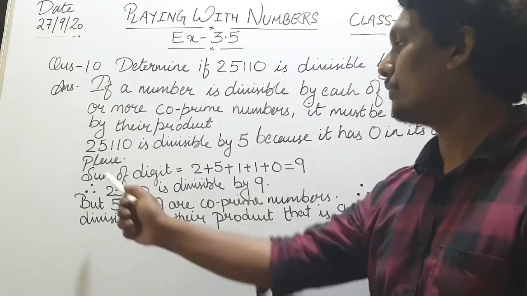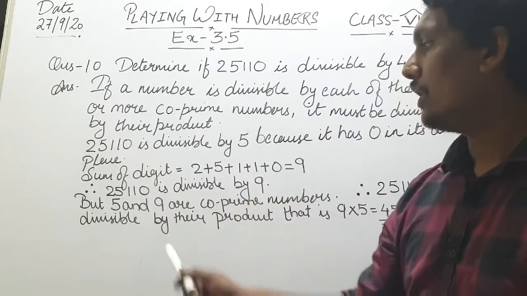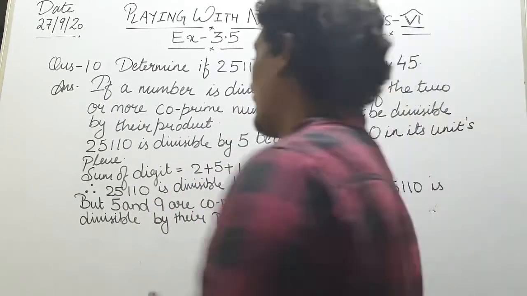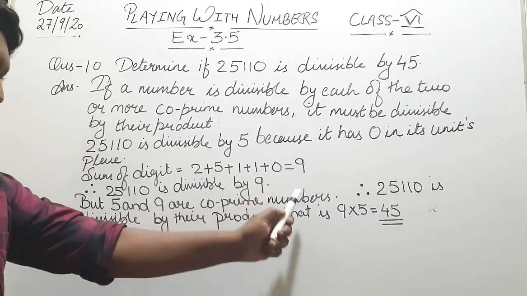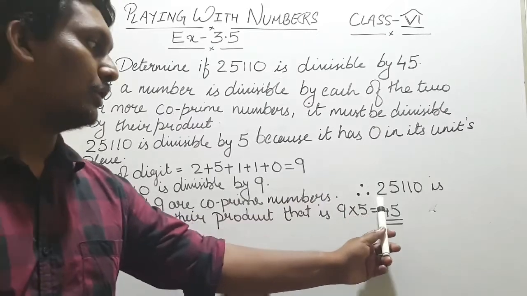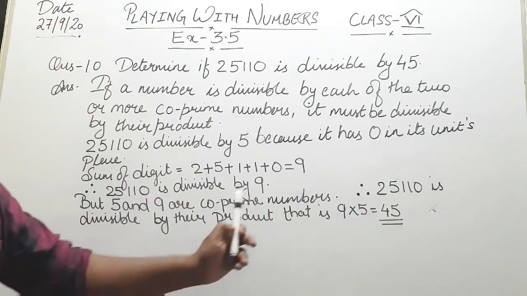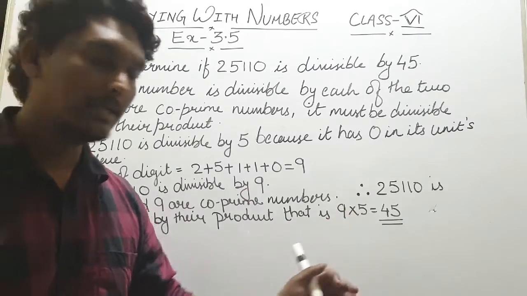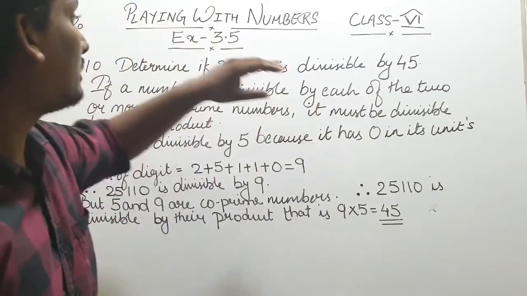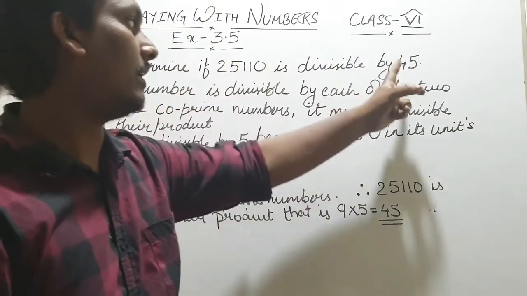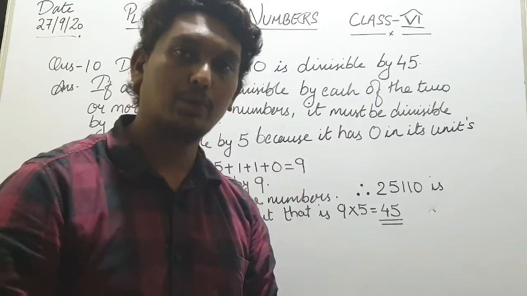Okay, therefore 25,110 is divisible by 9. So what do you have to prove? Therefore 5 and 9 are co-prime numbers. Therefore 25,110 is divisible by their product, that is 9 into 5, that is 45. So this number is divisible by 45. Okay, hope it is clear to you.